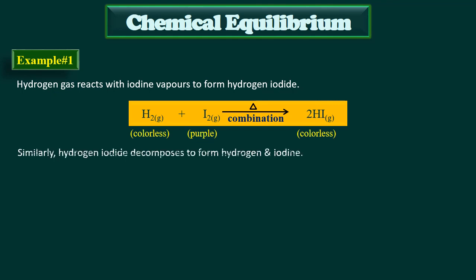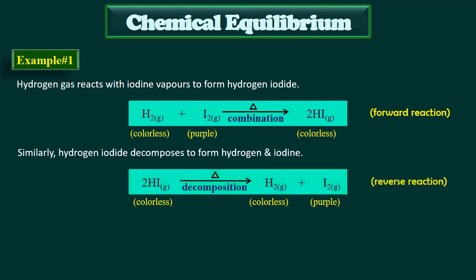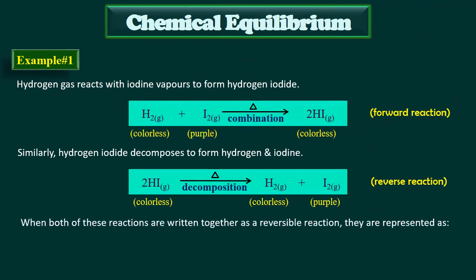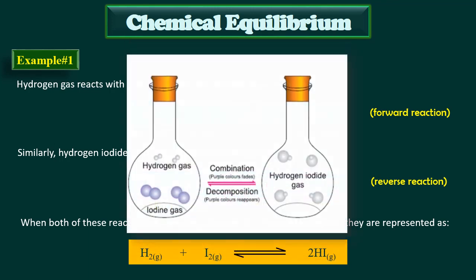At the same time, hydrogen iodide decomposes to form hydrogen and iodine again. And as a result, purple color reappears. This reaction is known as decomposition reaction. The first reaction by definition is the forward reaction, and the second one is the reverse of it. So when both of these reactions are written together as a reversible reaction, they are represented as follows. And this whole story is shown in the following figure.